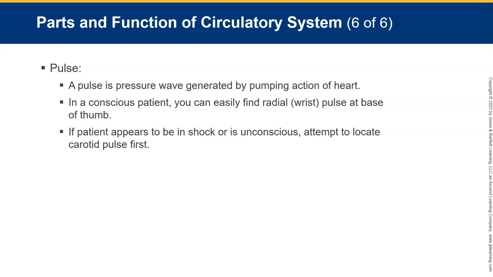Now, a pulse. That is the pressure wave generated by the pumping action of the heart. When you're counting the number of pulsations per minute, you also count the number of heartbeats per minute. That's what we're doing. So usually you can feel a patient's radial and carotid pulses. In a conscious patient, we're going to find the radial pulse at the wrist, and remember it's at the base of the thumb.